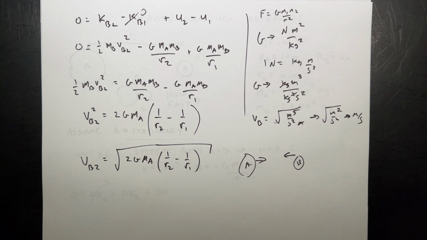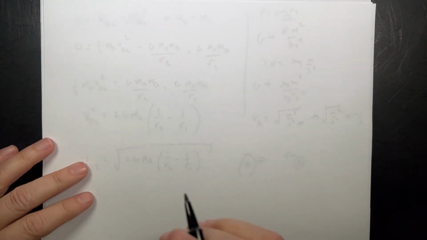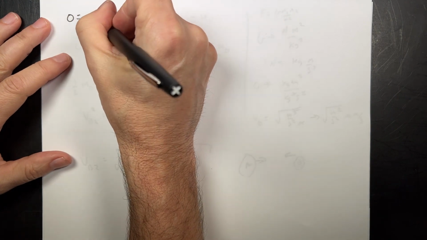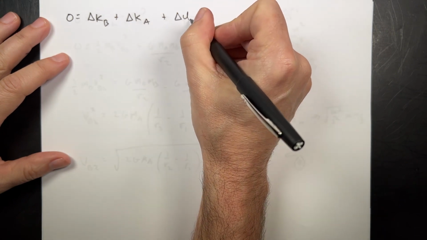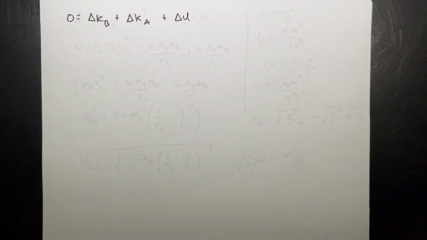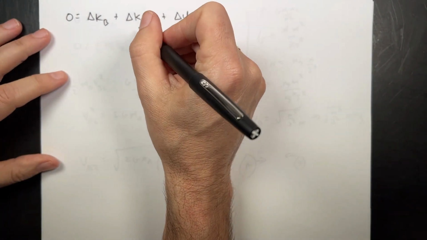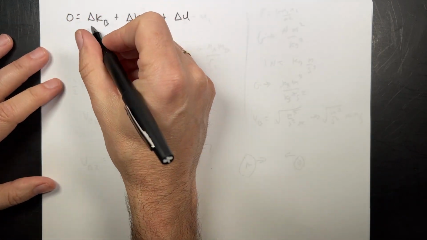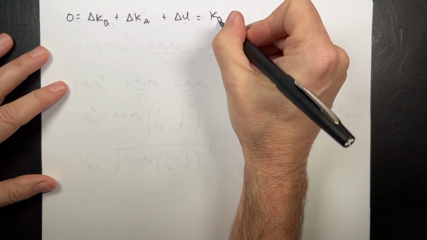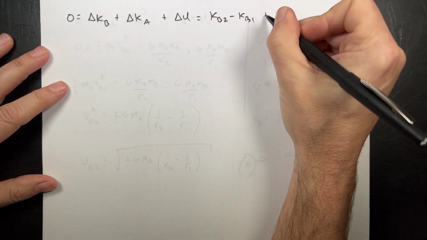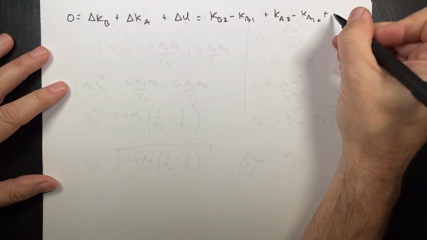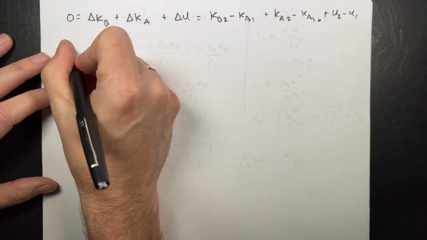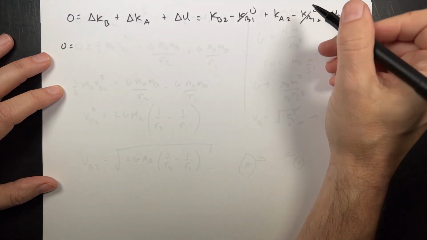Let's go ahead and rewrite the equation. So I have 0 equals change in kinetic B plus change in kinetic A plus change in gravitational potential energy. And I'm going to run out of paper. Okay, I'm prepared. Let's put in everything we know. I'm going to write this as KB2 minus KB1 plus KA2 minus KA1, plus U2 minus U1. So let's put in all our values. This is 0 and that's 0 because they started from rest.